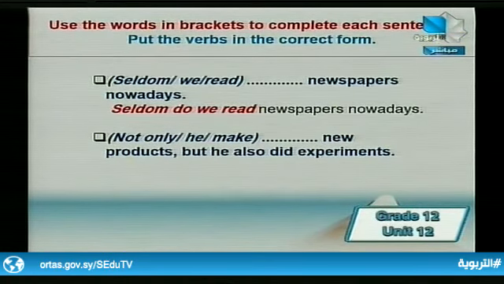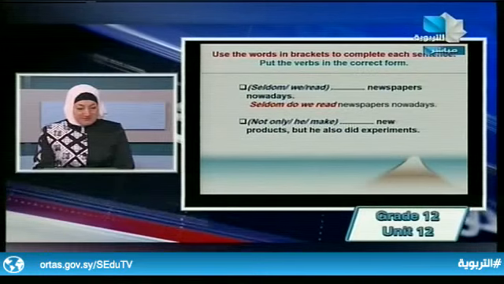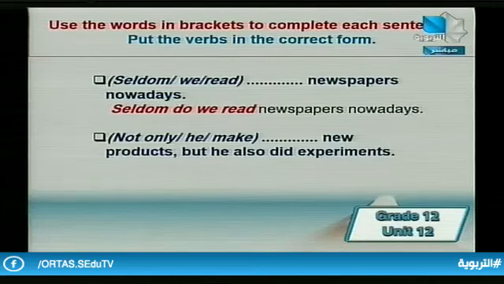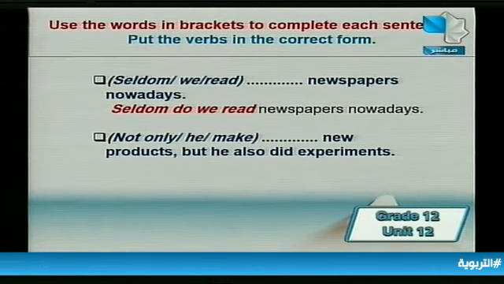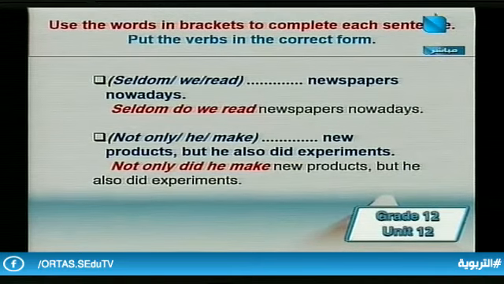One more example. "Not only he make new products, but he also did experiments." Also, the context is past, so we have to use the correct tense, which is past simple. At the beginning we have "not only." It's a negative adverbial, of course. So we have to invert. Not only did he make. We use the auxiliary did: not only did he make new products, but he also did experiments.